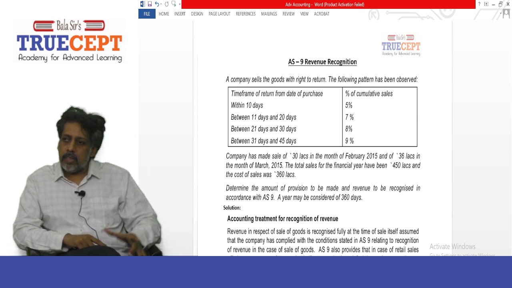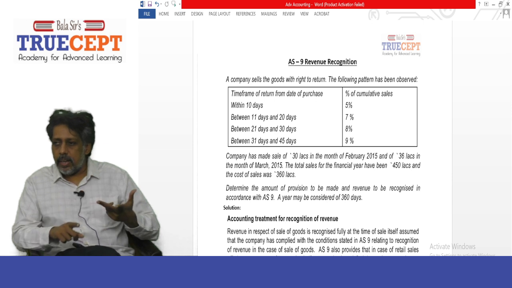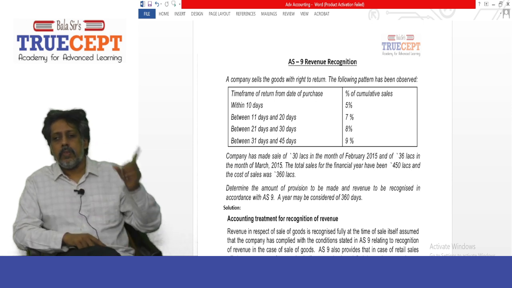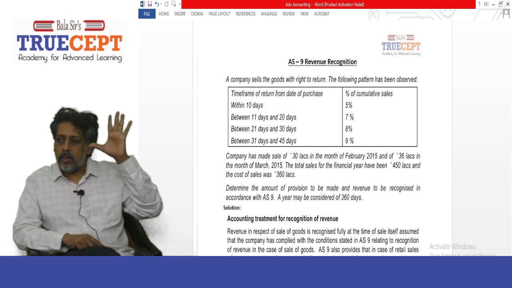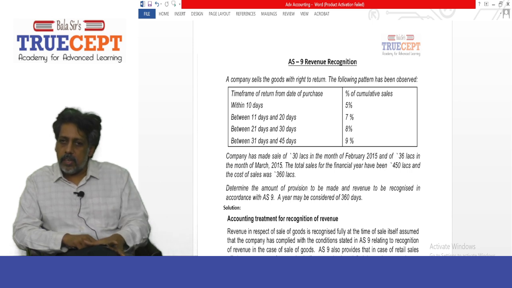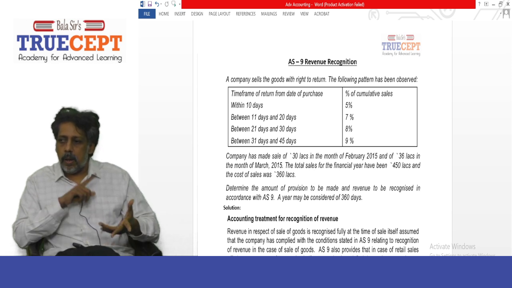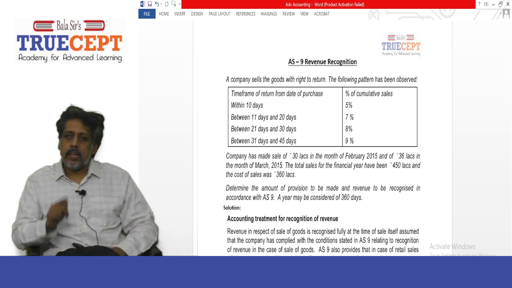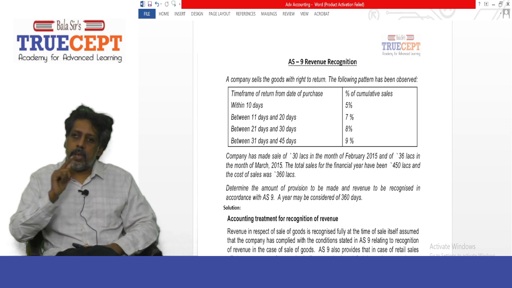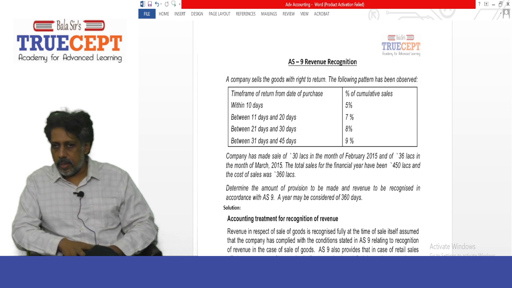Now, what is the GP ratio? Divide 90 lakh by 450 lakh into 100. As we speak, do some mental accounting or just take a calculator, right? Work it out. It will be 20%, the profit margin made by your company. Is that fine? Yes, sir.